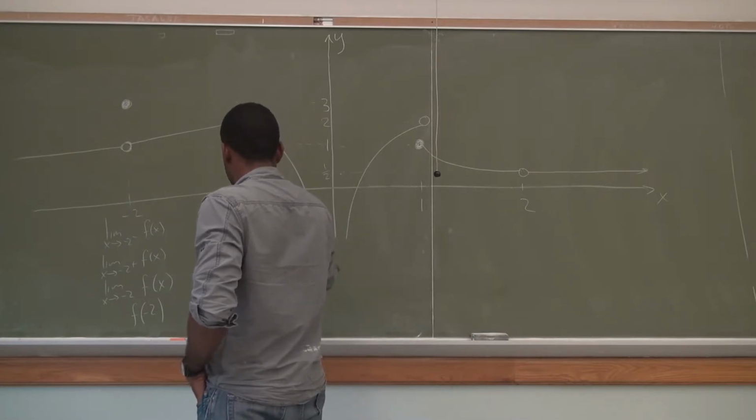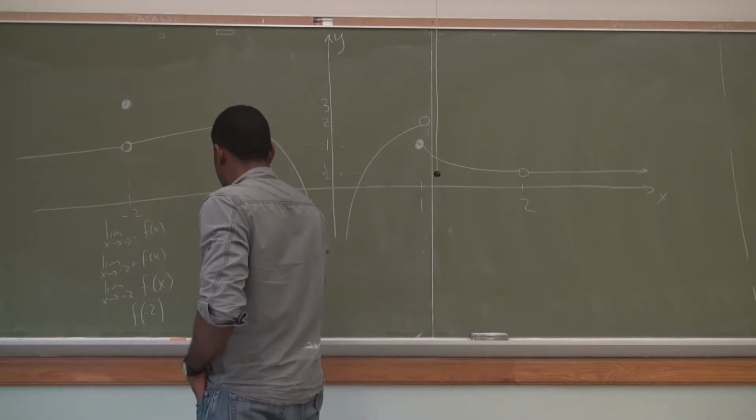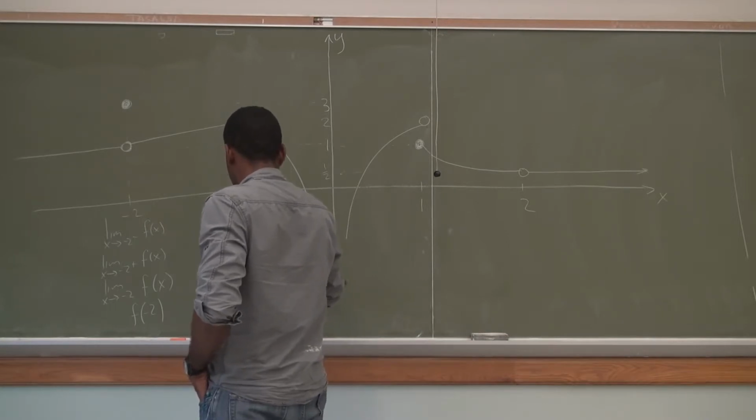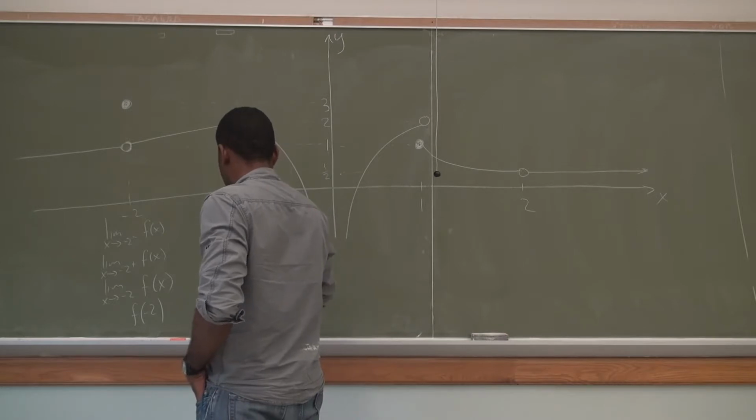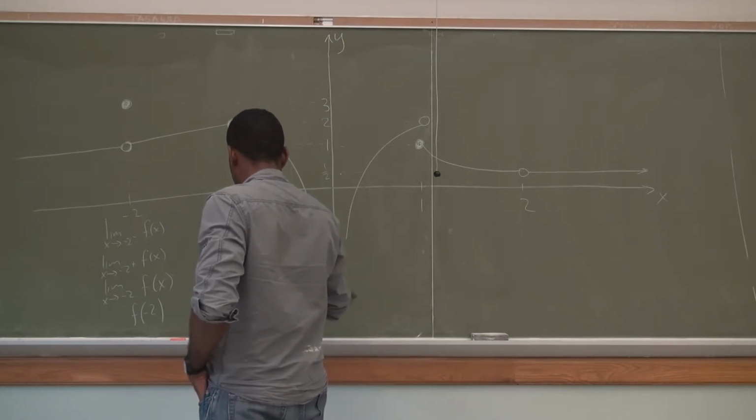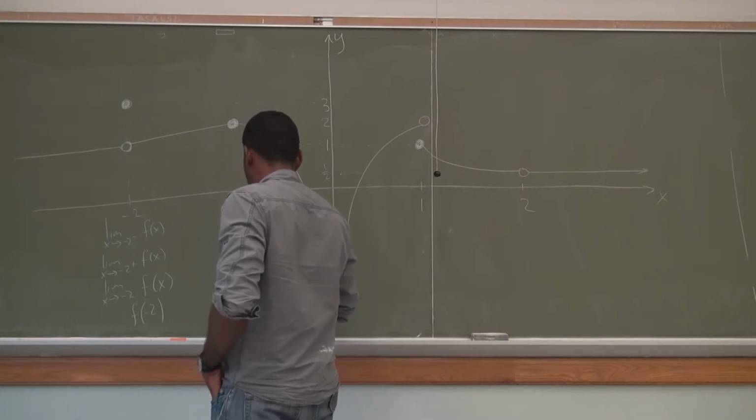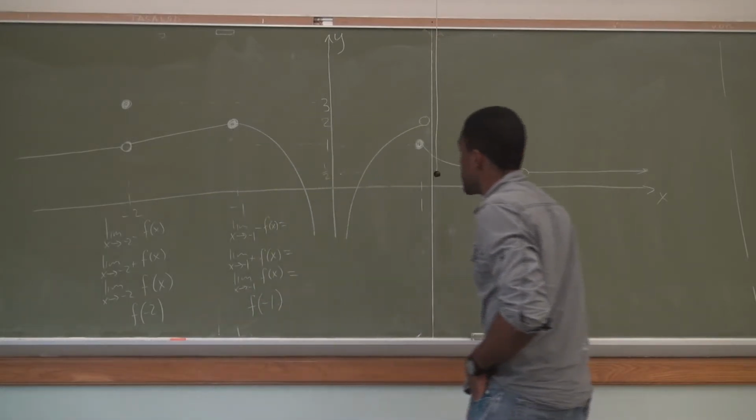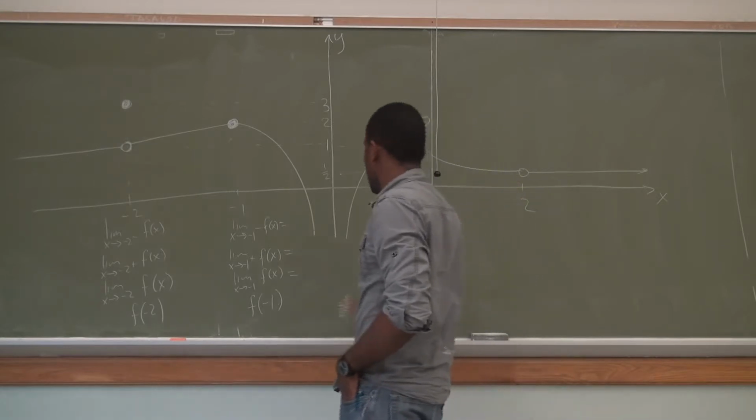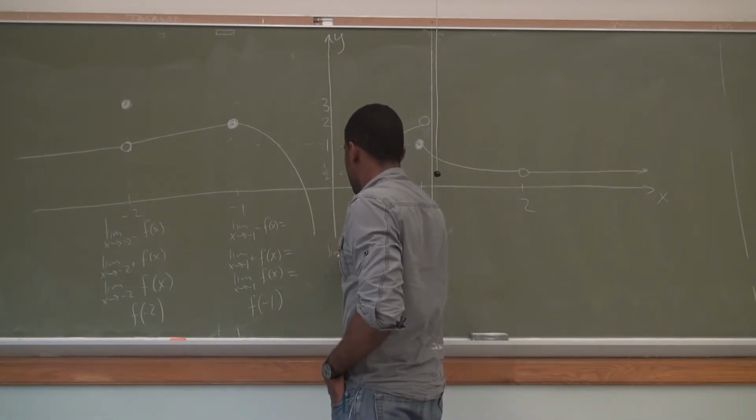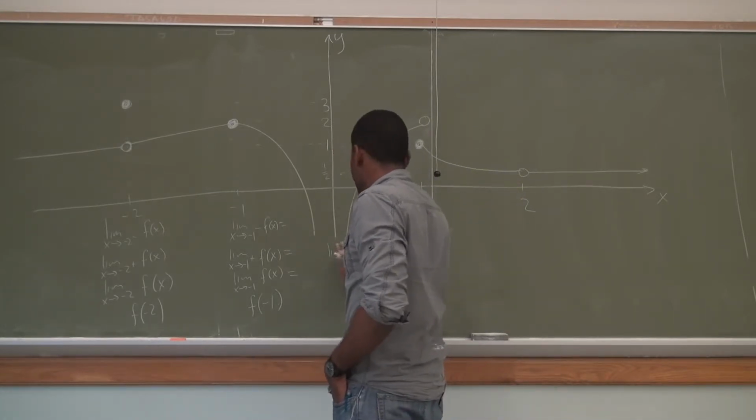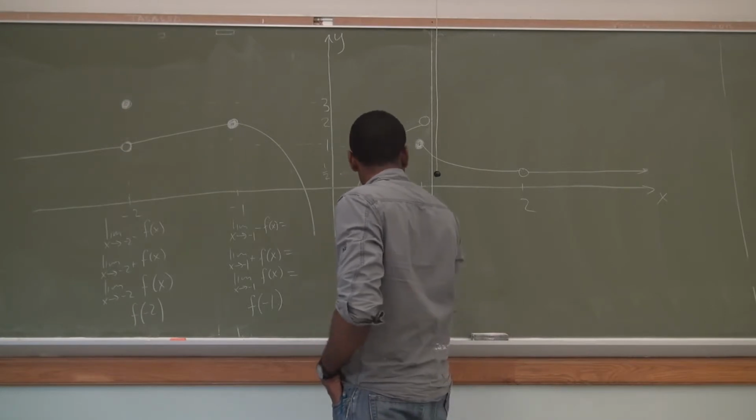One from the left of x, one from the right. Limit as x approaches -1 of f of x. What is f of -1? Let's also use 0. Technically 0 is in another chapter.